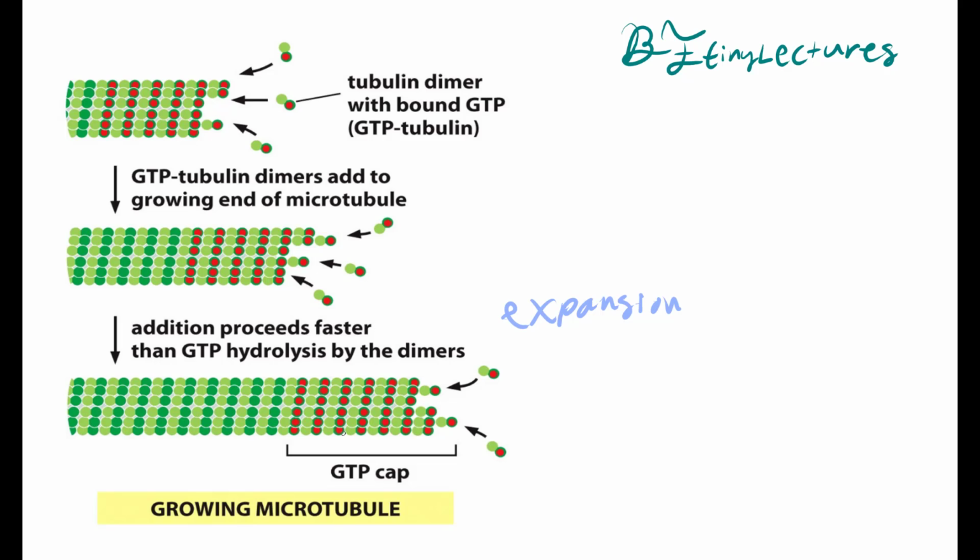Now, this is called the GTP cap. If GTP is always being formed and these dimers are connecting to each other and they don't hydrolyze, then we just call this the GTP cap. So we can say that the GTP cap favors microtubule growth.